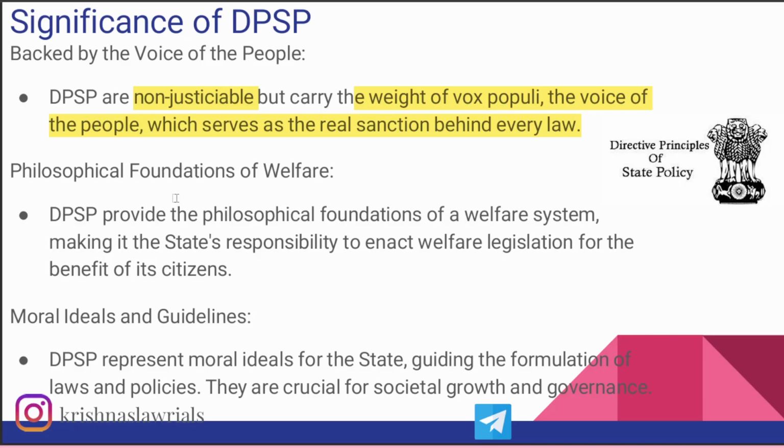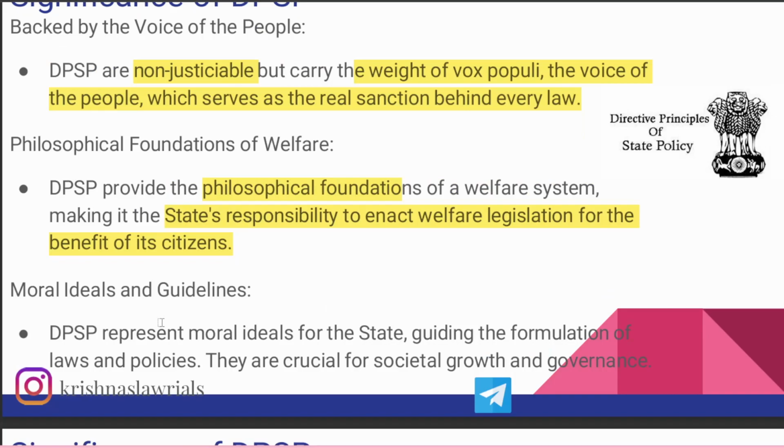Philosophical foundations of welfare. Here DPSP provides philosophical foundations of the welfare system, making it the state's responsibility to enact welfare legislation for the benefit of citizens. DPSP is mostly focused on the welfare of our citizens, equality between citizens and all. So here they are saying DPSP makes the state feel that it is their responsibility to act in welfare and benefit of their citizens.